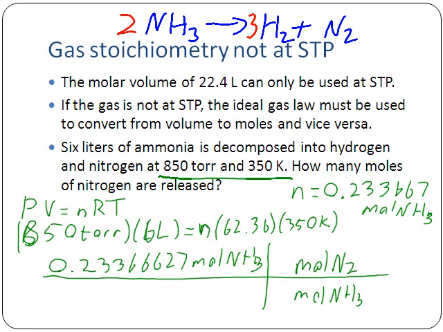So N2. In this case, we look up at the top. How many moles of ammonia do we have? There's 2 as our coefficient up there. How many moles of nitrogen? Nothing out there, so just a 1. And so in this case, we set this up and solve. We get our number, 0.23366627 times 1 divided by 2.